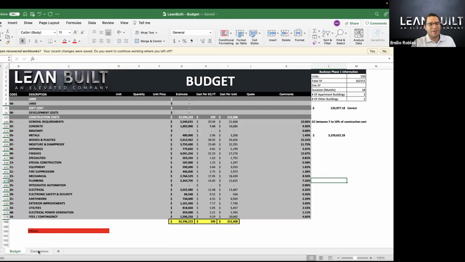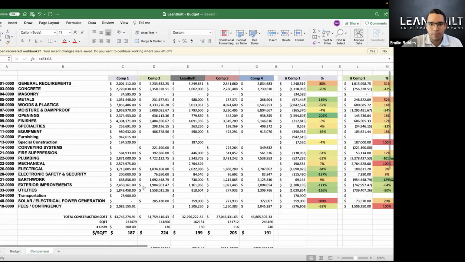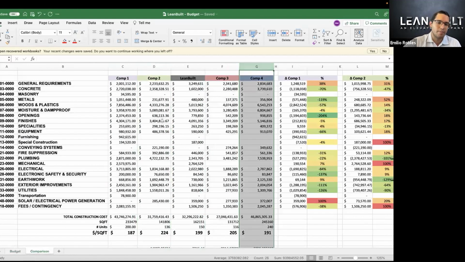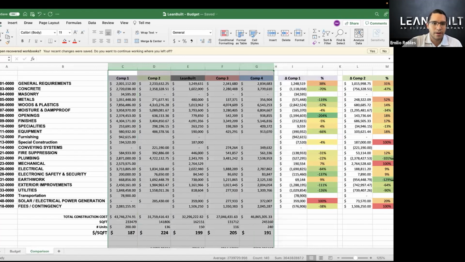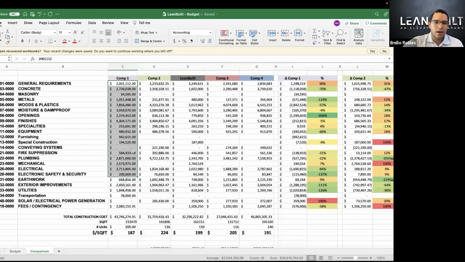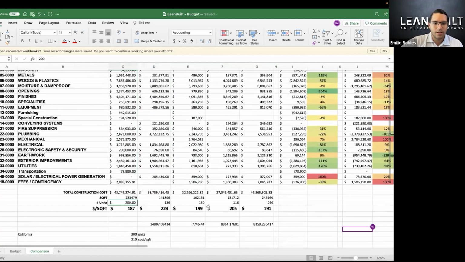Okay, well, I'm going to explain a little bit of the process that we follow. The first thing is that we got some information from other projects, to be specific, from four other projects that are very similar to the one that we are going to be building. These are all multifamily, and based on that, we also have the specification of each project. We have the units for each project and also the square feet for each project.